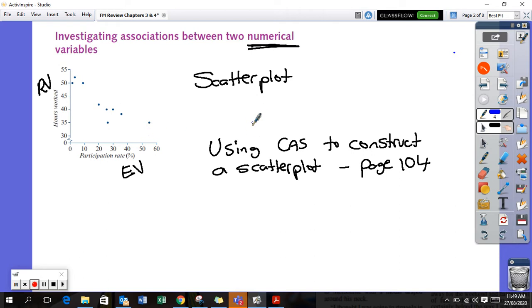You need to be able to construct a scatter plot using your CAS. I'm not going to go into it in detail here. If you're not sure, it's not a bad idea to pause this video right now and go to page 104 of the textbook and go through that exercise. It'll take you a couple of minutes. Go through that exercise of putting the data into the spreadsheet on your CAS and constructing the scatter plot. Do it now, just to refresh your memory about how to do it. Pause the video and then join me on the other side once you're happy you know how to create that scatter plot.